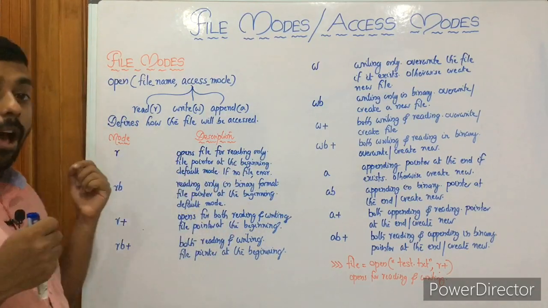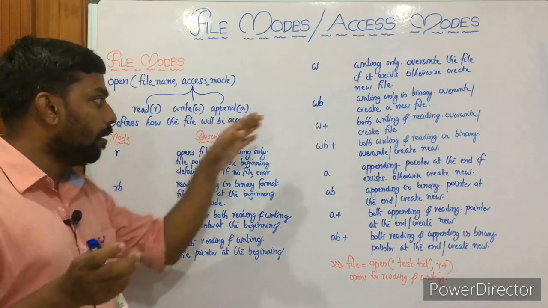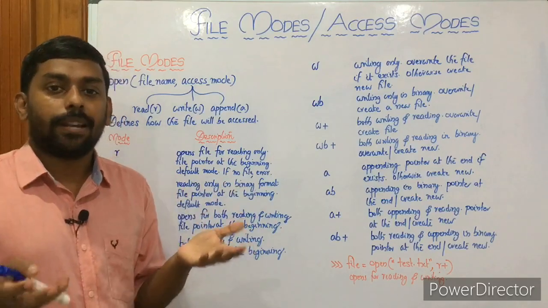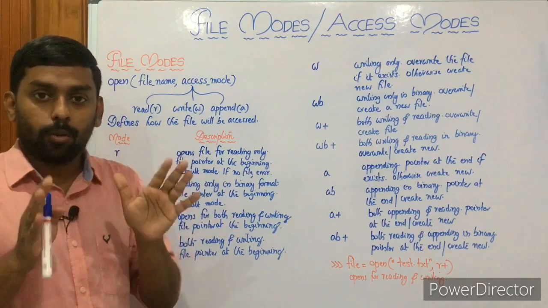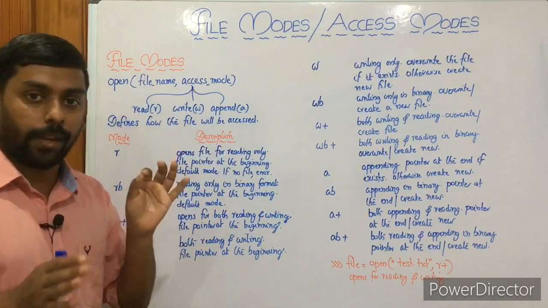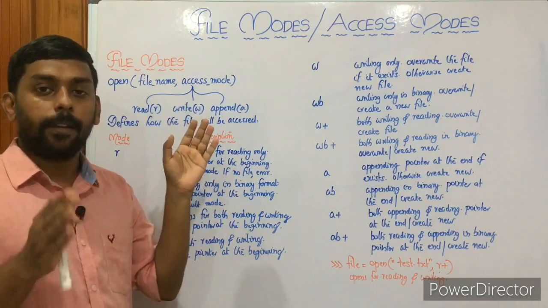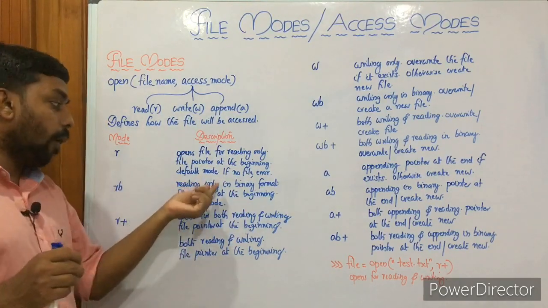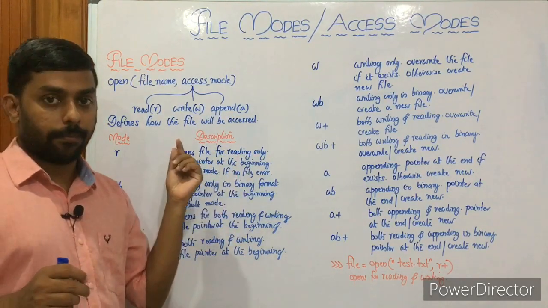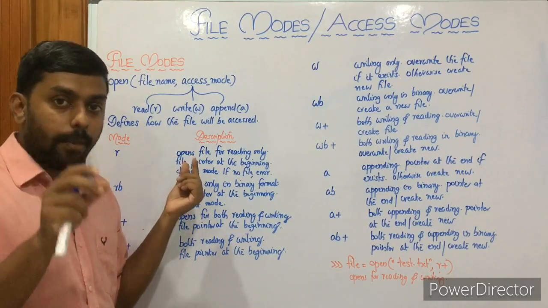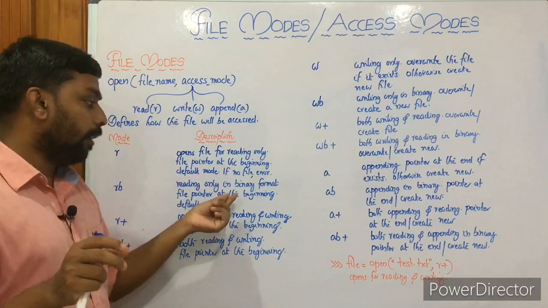Then the second one is RB. What is B here? You can see B in reading, writing and appending. And what is B? B stands for binary. Okay. There are two types of files, text file and binary file. So B stands for binary. We can perform all these operations, reading, writing and appending, on a binary file also. Okay. So RB is reading only in binary format. That is, RB stands for reading binary, or reading only in binary format.